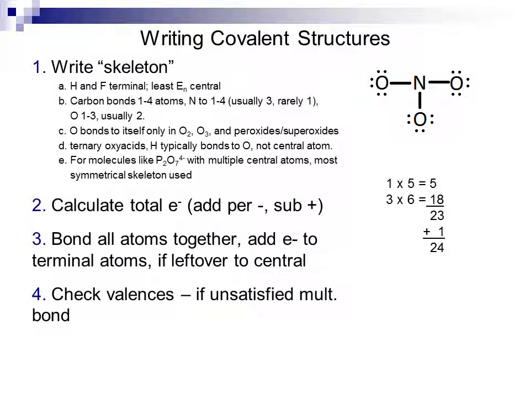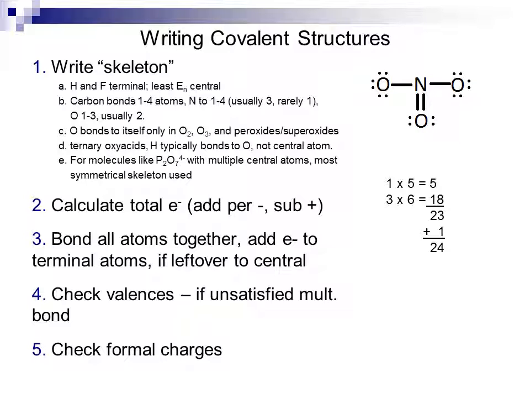Next I check valences. So looking at the valence, oxygen counts 2 for every lone pair and 2 for every bond, so all 3 oxygens are the same. Each has 3 lone pairs, which is 6, and a bond, which is 2, which is a total of 8. Nitrogen has only 3 bonds, which is a total of 6, so in this case nitrogen is unsatisfied. If it is unsatisfied, I begin to make multiple bonds. I take a lone pair off a terminal atom and make it a multiple bond between that terminal atom and the central atom. In this case, I would pick an oxygen, take off a lone pair, and make a double bond to the nitrogen.